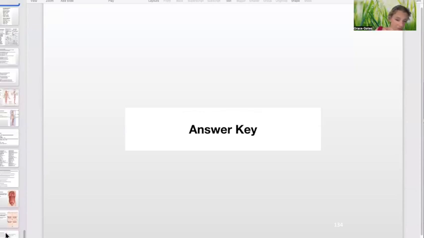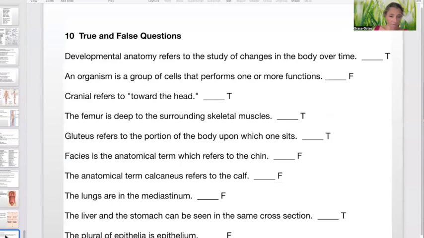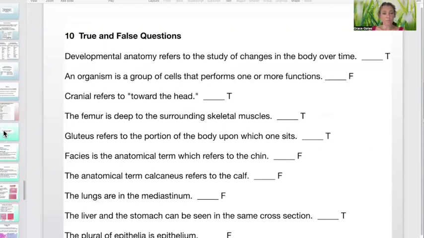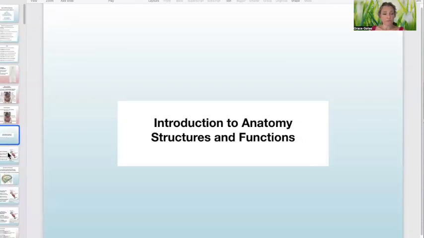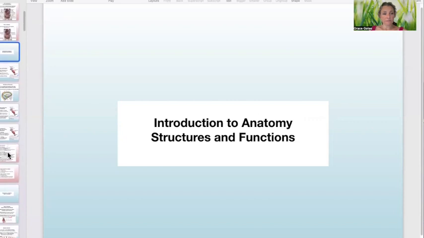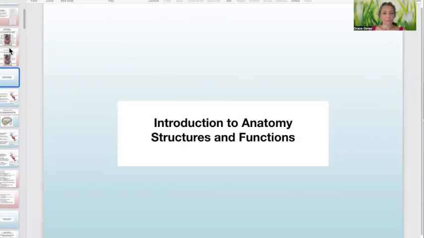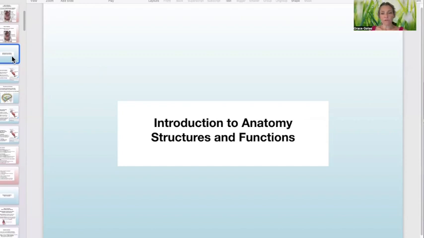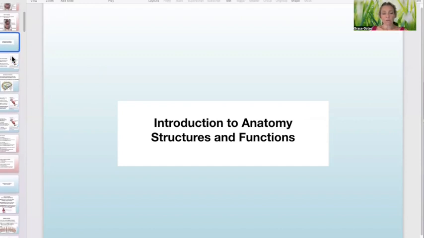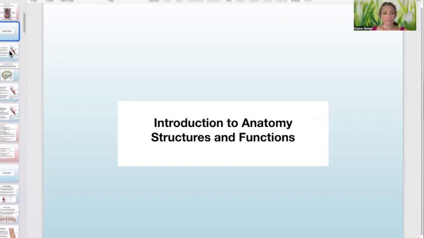Now, this is a huge pack of slides, goes to 146 slides, but the actual information slides are about 60, and I use big writing and a picture on every slide. So it's doable. All right, so to start our lecture, Introduction to Anatomy, Structures and Functions.